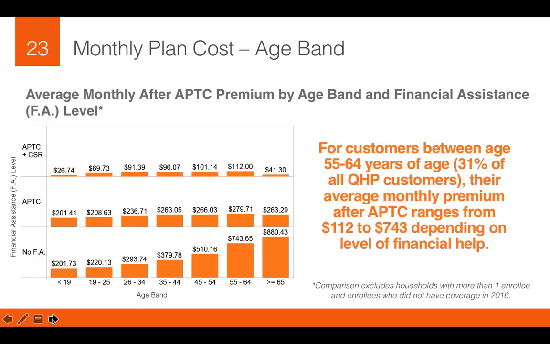Slide 13 shows the 2017 view of the average after APTC premiums by age band and financial assistance level. For example, for our largest age band, the 55 to 64 segment, which accounts for nearly a third of the population, the average after APTC premium can range from $112 to $743, depending on their subsidy level. So a wild swing there. It gives us an idea, as we're dealing with our customers, what their out-of-pocket cost on a monthly basis could be depending on their age band as well as their income level and what they qualify for in terms of assistance.